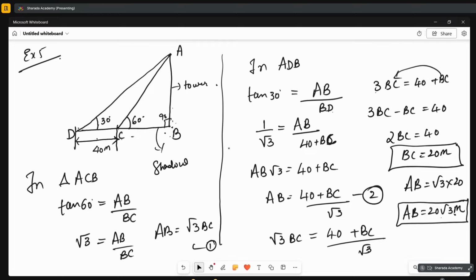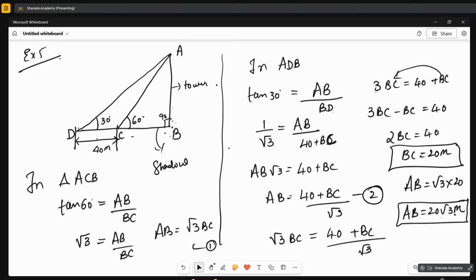you write 3 mark or 5 mark, write a few points like that. Starting with AB is the height of the tower, 60, 30. Then in the last conclusion, write the height of the tower is 20√3. BC is the shadow at 60 degree altitude, that is 20 meters. All this you write. That's it.